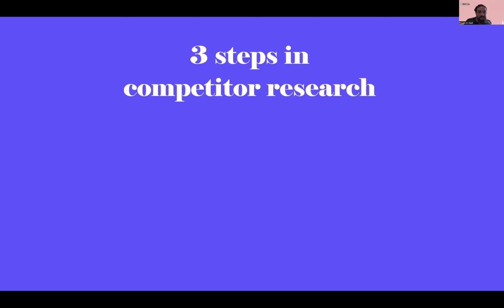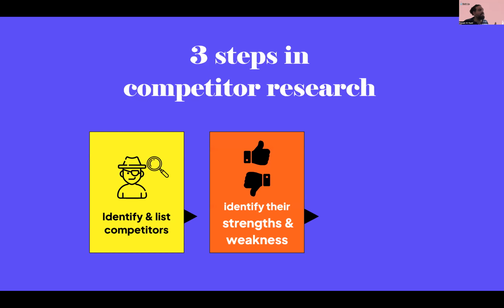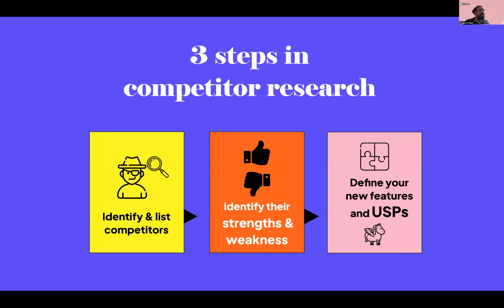Going for the research, there are three steps in competitor research. First, identify and make a list of competitors. Second, identify their strengths and weaknesses. Third, define your new features and USP based on identifying their strengths and weaknesses.